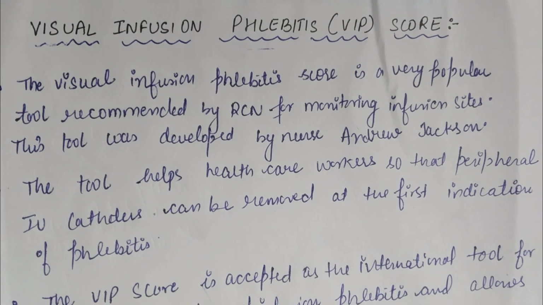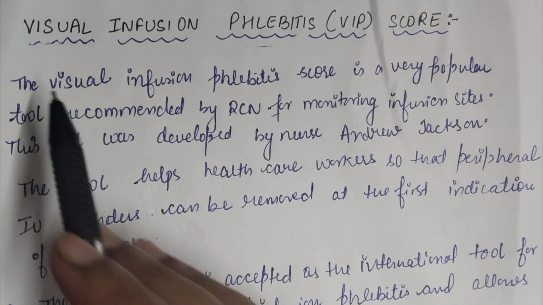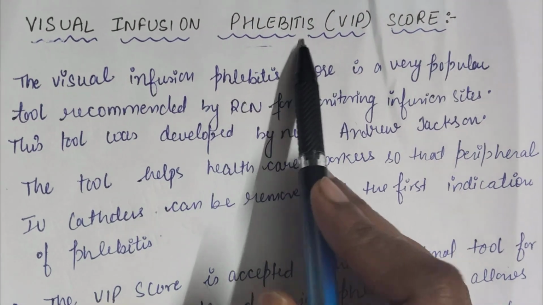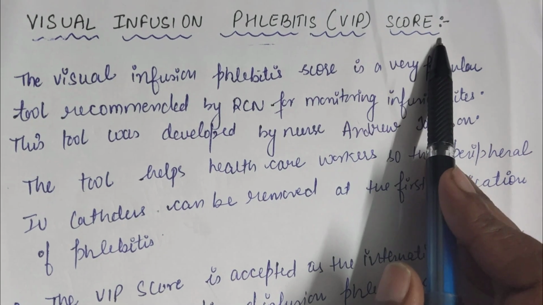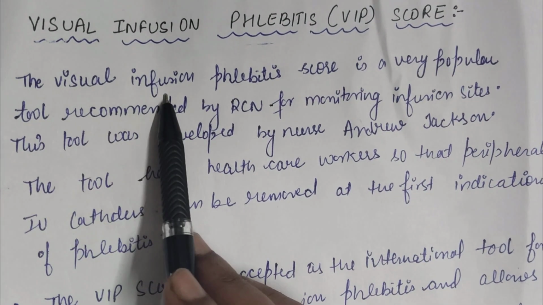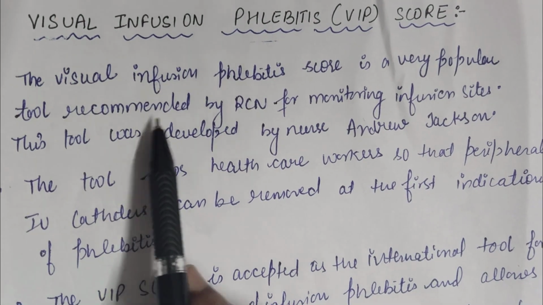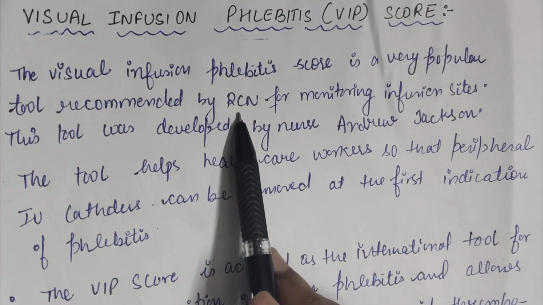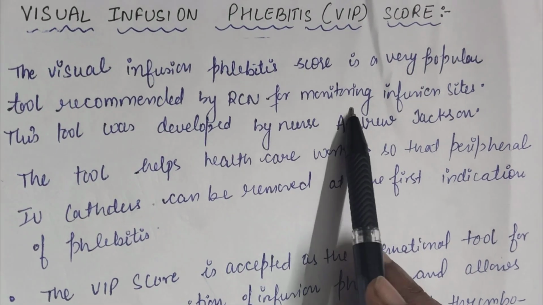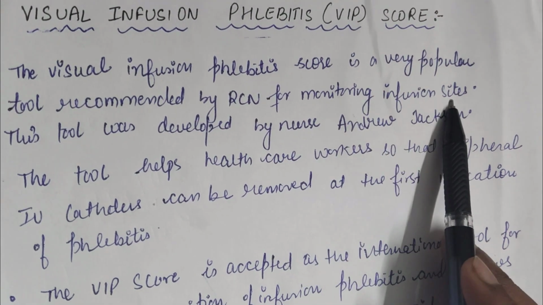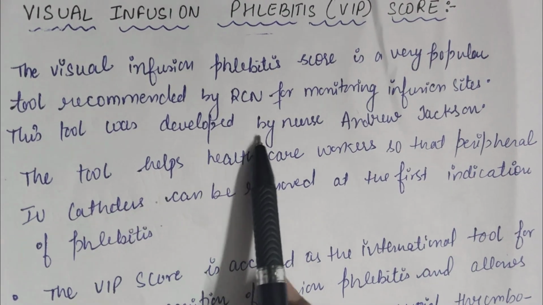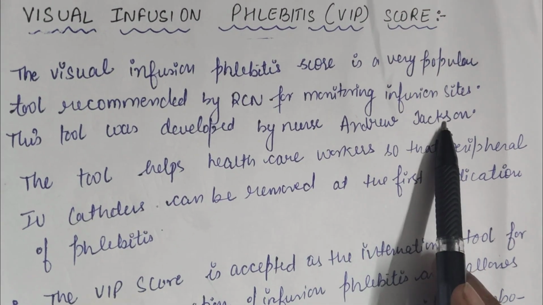Today I am going to discuss with you the Visual Infusion Phlebitis score, also called the VIP score. The Visual Infusion Phlebitis score is a very popular tool recommended by the RCN, the Royal College of Nursing, for monitoring infusion sites. This tool was developed by nurse Andrew Jackson.